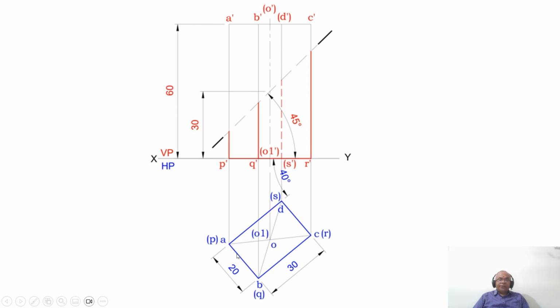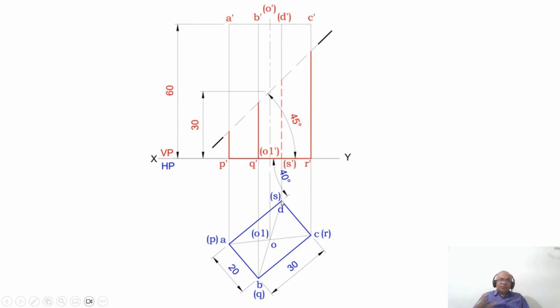Then join A to B, B to C, C to D and D to A with a dark line. Since it is a rectangular prism, we have drawn the top surface, and at the bottom surface also you have a rectangle of 20 by 30. When you look from the top view, ABCD is near to the observer, so it becomes visible. Similarly, at the bottom surface, you have PQRS, so you mark P in bracket, Q in bracket, R in bracket and S in bracket.